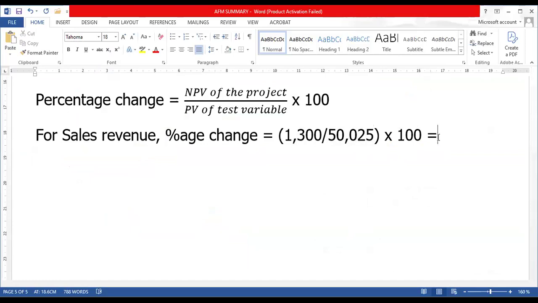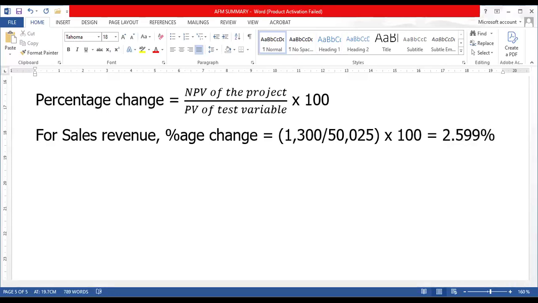We get 2.5. Round off to three decimal points if you can. Okay, it's 2.599. That is percent. If you multiply by 100, you get this.